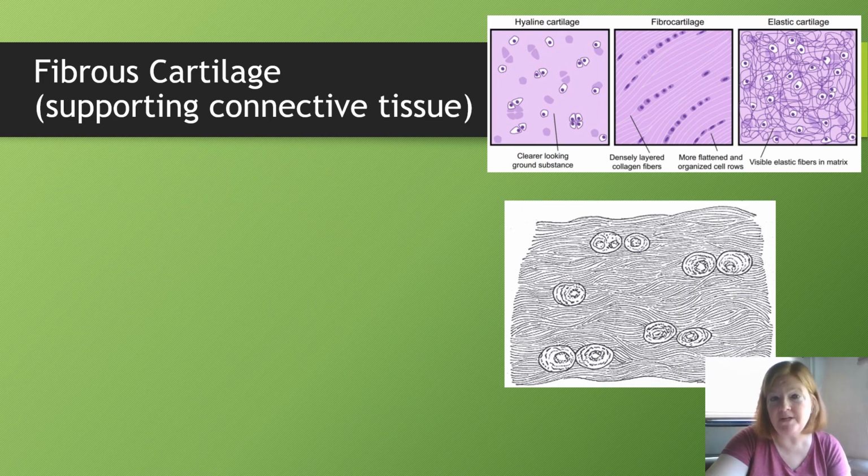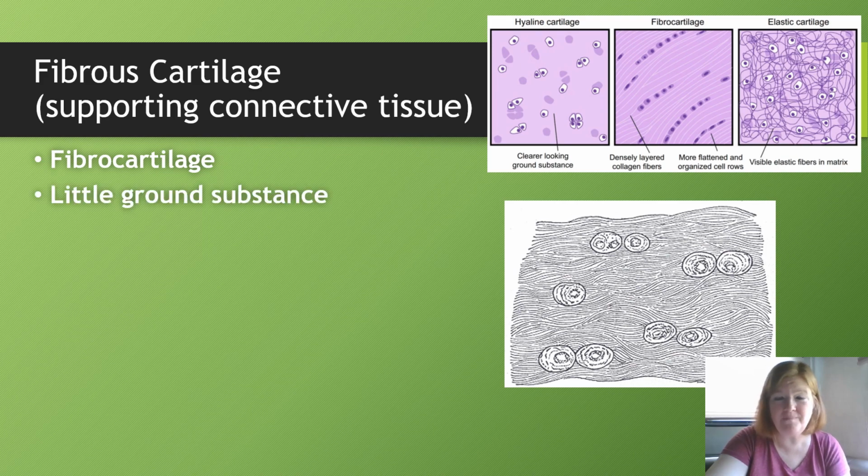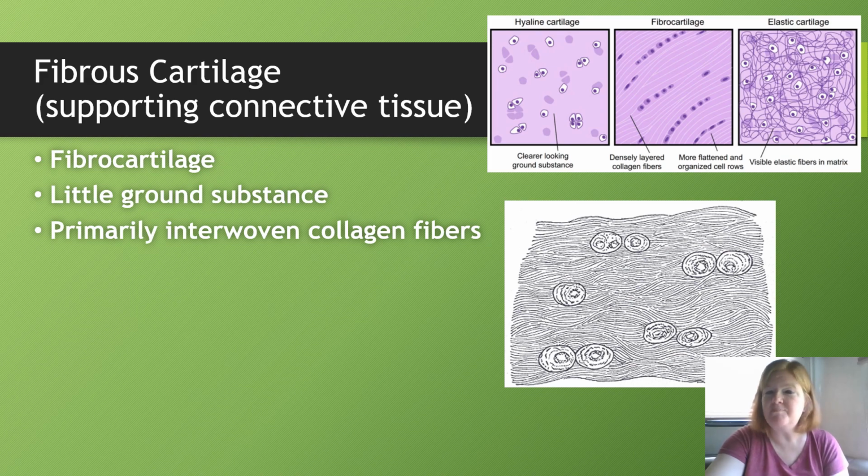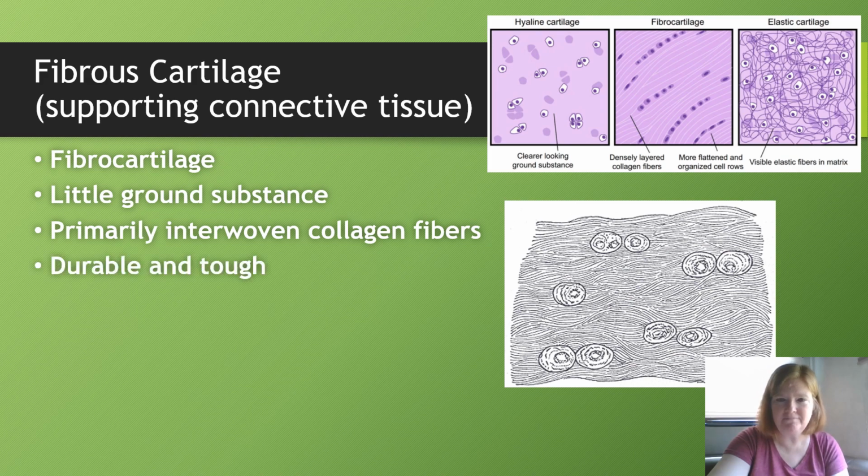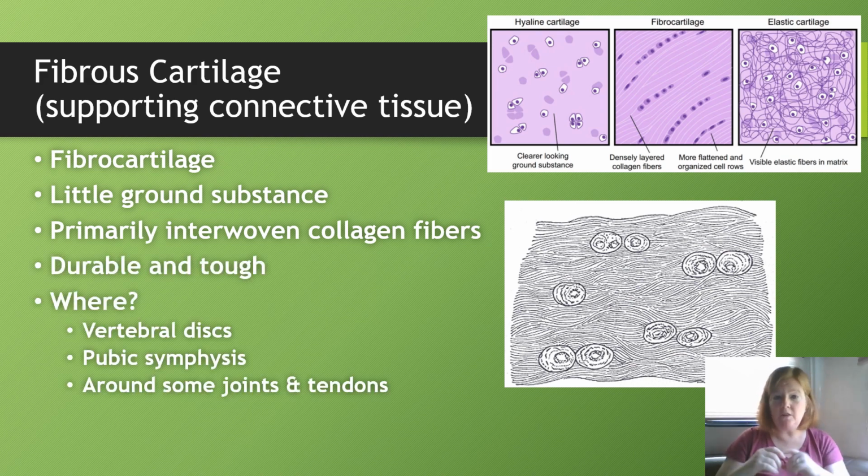And then we have fibrous cartilage, which surprisingly is called fibrocartilage. It has little ground substance, so it's fibrous, it's more tough. It's primarily some interwoven collagen fibers, fibrous. It's durable and tough. So we find it in the vertebral discs, those discs that exist between our vertebrae, our pubic symphysis, where the pubic part of our hip bones join, and also around some joints and tendons for additional protection.